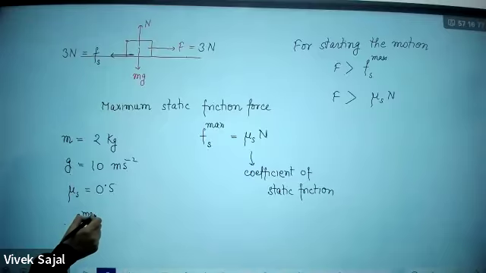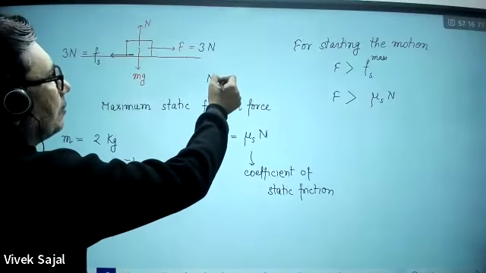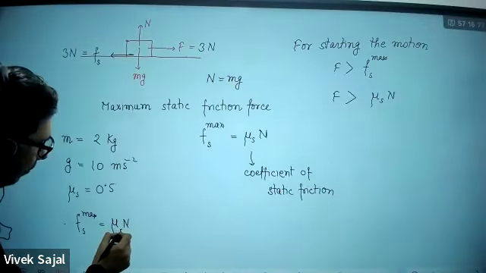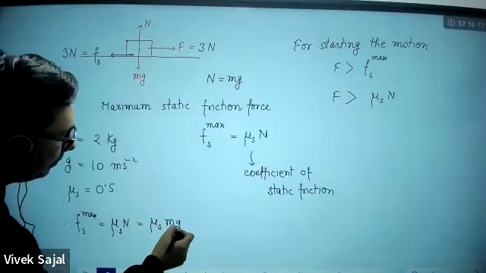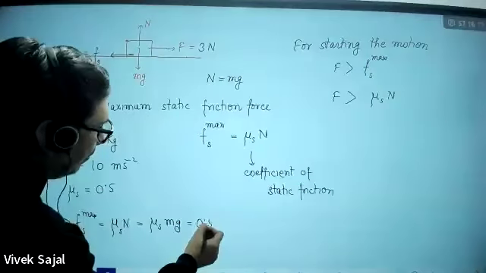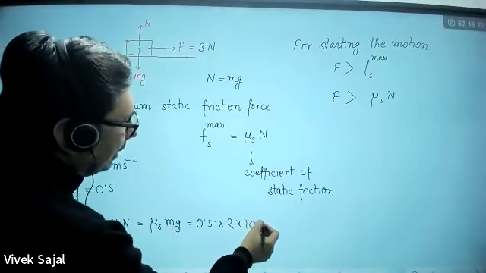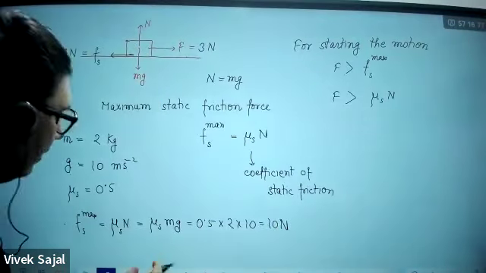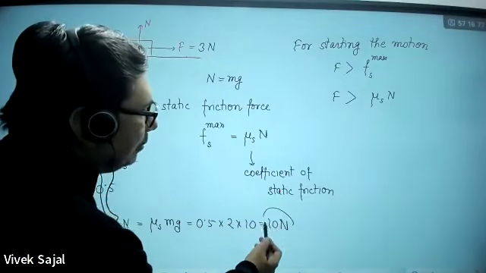The maximum value of static friction force will be mu into N. What will be N here? From here, N will be equal to mg. So this will be mu s into mg, which is 0.5 into 2 into 10. That will be 10 Newton. So the maximum static friction force is 10 Newton.